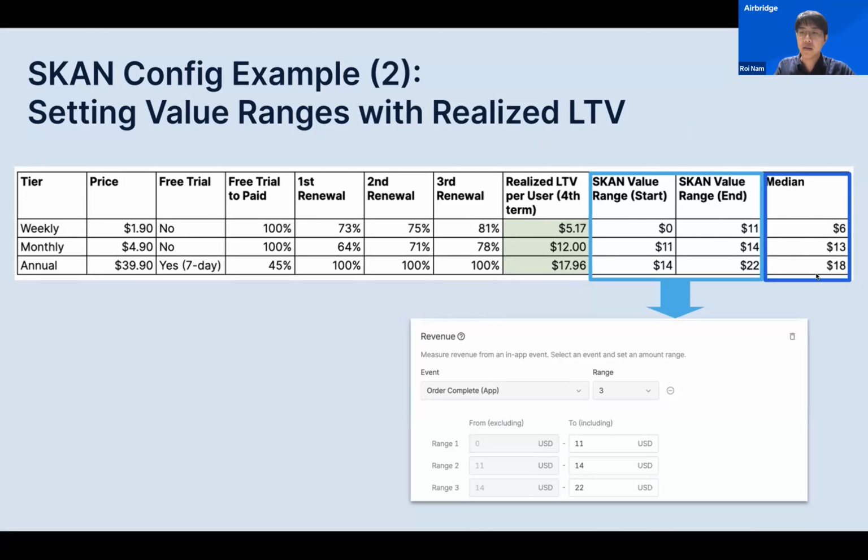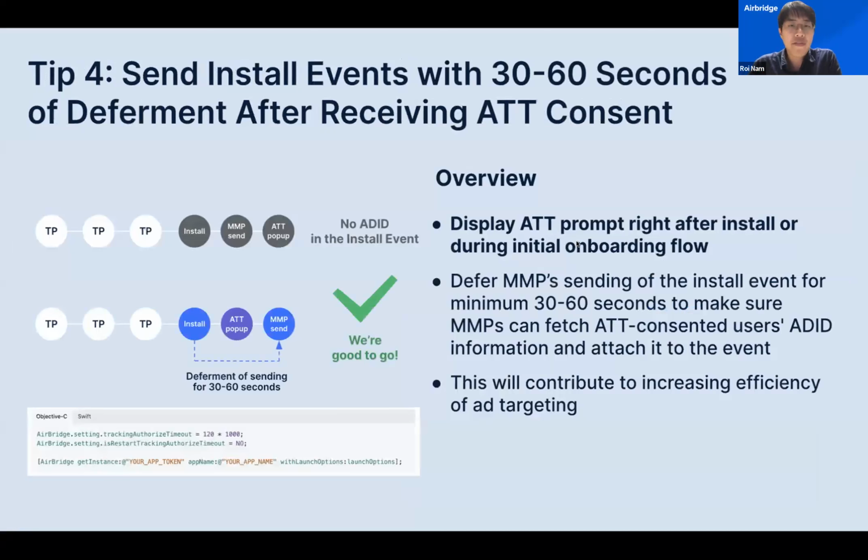And then you specifically can use this median value to match each one of these respective realized LTV. So this is actually a very recommended action item that you can take to really fully leverage the first postback and then really send the right information, because you can only receive the fine-grained postback one time. And maybe tip 4 is a very simple tip.